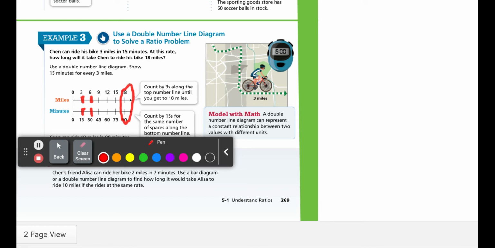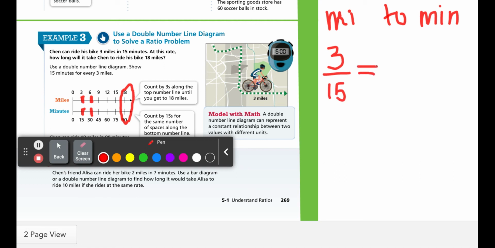The reason this works out is because if I'm going to write a ratio for miles to minutes, we said that Chen could ride his bike 3 miles in 15 minutes. So it's 3 to 15. We want to know then how many minutes it will take for Chen to ride 18 miles. So we want to figure out the missing part of this ratio.